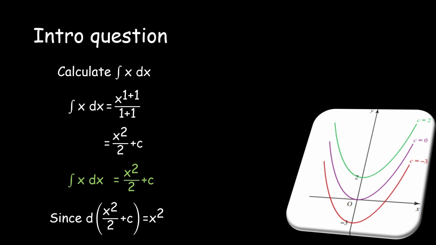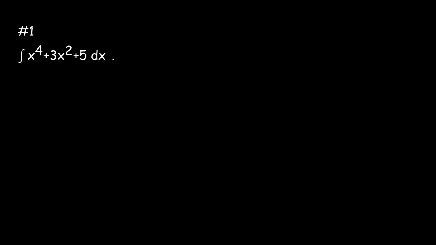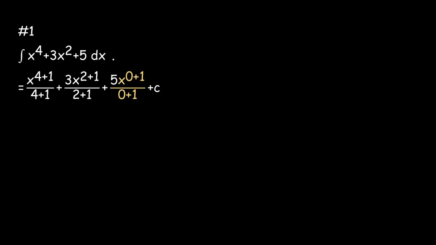Okay, question number 1. We're going to calculate the integral of x to the power 4 plus 3x squared plus 5 with respect to x. So again, we take a look at the powers of x, which are 4, 2, and 0. Add 1 to them and divide by the new powers of x. Alright, then this would be x to the power 4 plus 1 over 4 plus 1, and so on. Okay, our new powers would be x to the power 5 over 5, and then 3x to the power 3 over 3 plus 5x plus the c, of course, never forget the c.